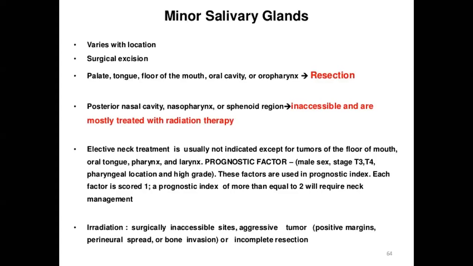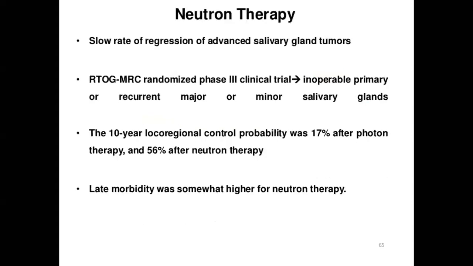Minor salivary gland tumor treatment varies with the location. Surgical excision is done where the tongue, floor of the mouth, or oropharynx is involved. In the posterior cavity and inaccessible regions, radiation therapy is used. Because of the slow rate of progression of advanced minor salivary gland tumors, go for neutron therapy. The 10-year regional control rates are 17% after proton therapy and 56% after radiation.